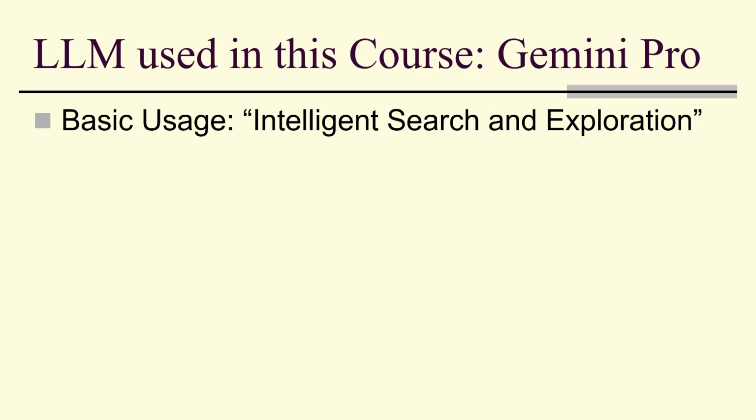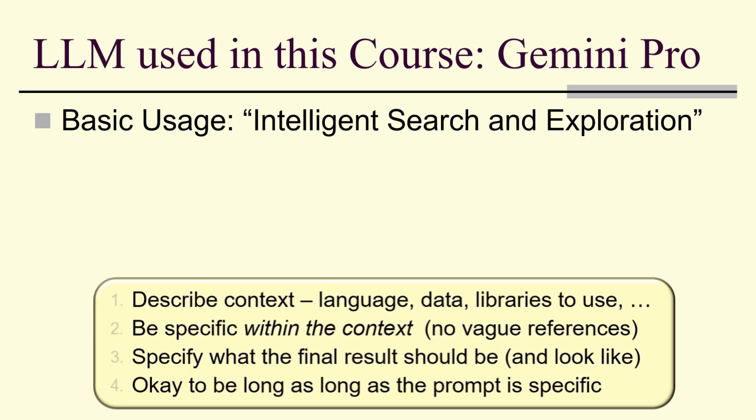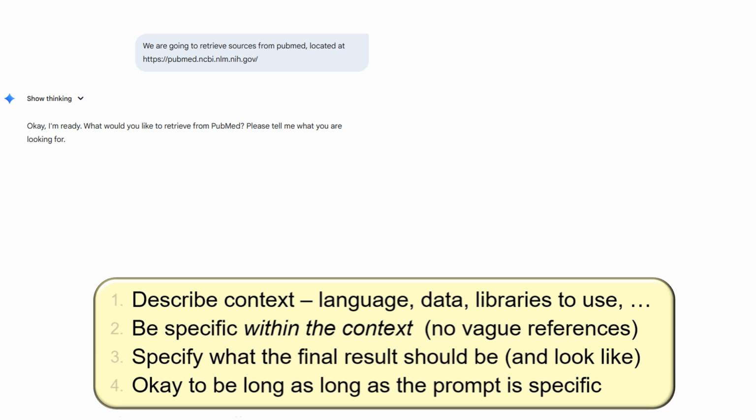So in this class, we're going to be using a large language model called Gemini Pro. Let me show you an example of basic usage, just intelligent search and exploration. Again, we have these 4 very basic guides to working with large language models. So we're going to retrieve sources from PubMed located at this URL, and it says I'm ready. That describes our context, establishes the context we want to ask questions in. What are the 5 most important articles in the past year relating COPD to inflammation other than in the lungs?